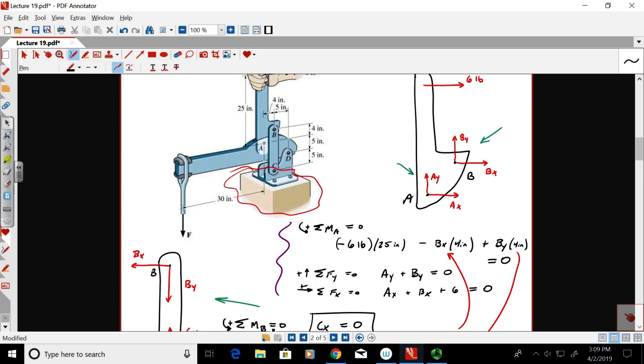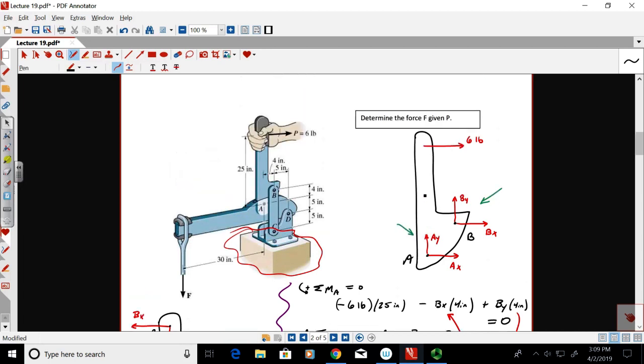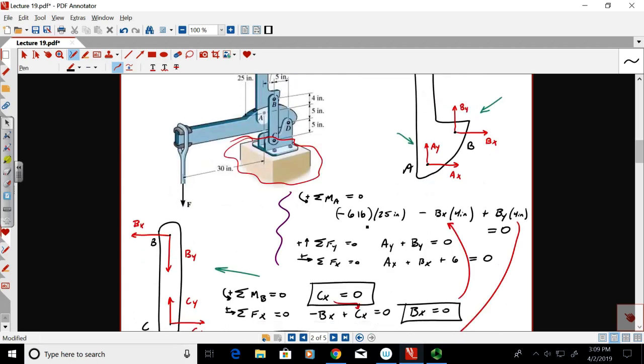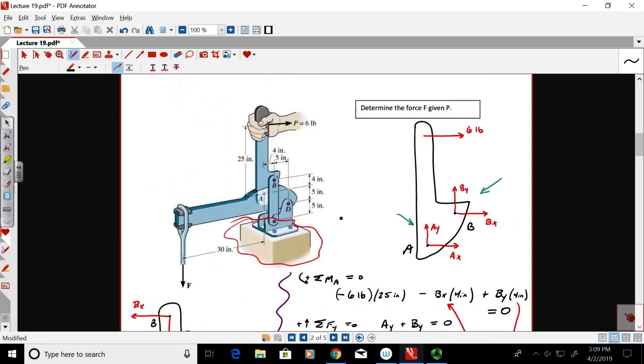So now, what do I have to do to figure out this force F? Well, I've got AX, AY, BX, BY, and 6 pounds. I've analyzed two different pieces, but I have to look at one more piece, don't I? I have to look at this piece, that bar that goes across. That bar is connected to points A, D, and F. You see that? So figuring out what happened at A is really important. So I have to draw the bar that goes across.